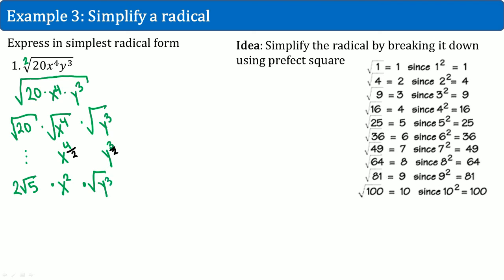So you have your 2 and your x squared. So it's 2x squared and radical. What's in the radical? You have a 5 here and you have a y cubed here. There you go. That would be your complete answer. It's like before, but this time I just throw in some variables.